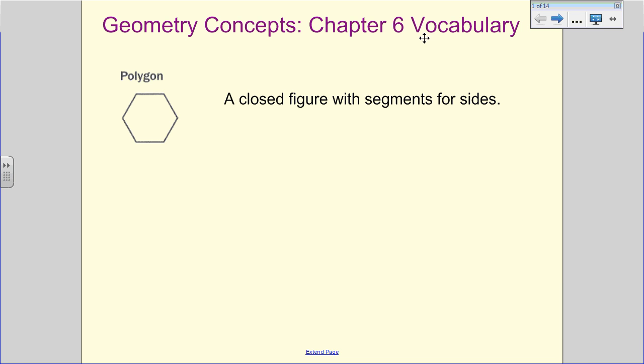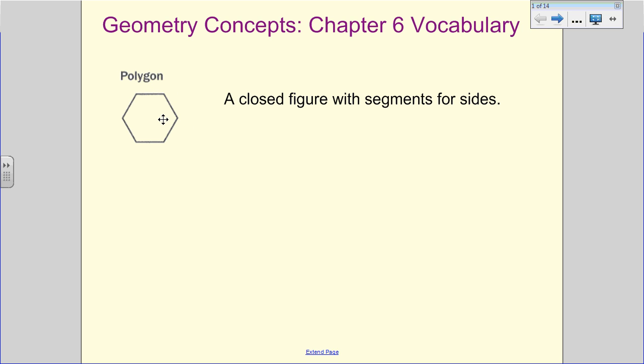Alright, let's take a look at our Chapter 6 vocabulary. There were a lot of words that we probably weren't introduced to for the first time, but taking a look at the characteristics of each of these figures. So the first word we were introduced to was polygon. So we have a visual of it.